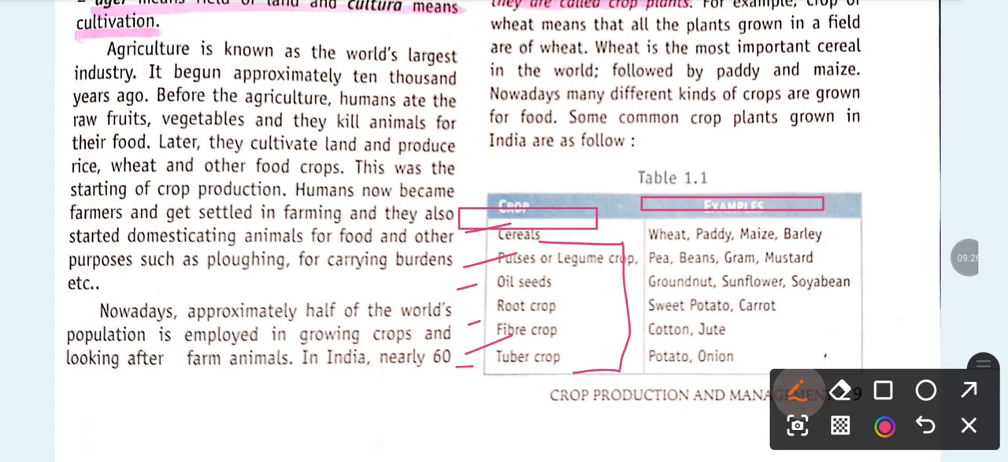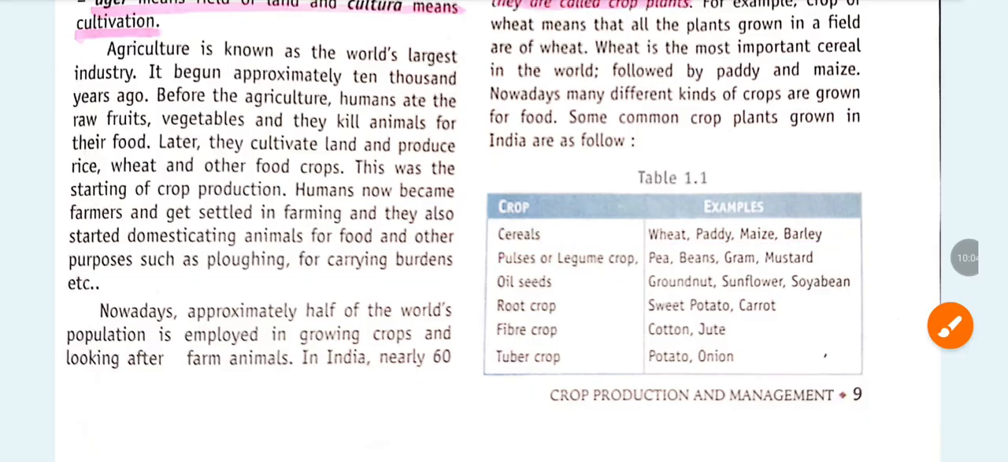Now, if you see, cereals, as we have studied, are wheat, paddy, maize, barley. They are the most common cereals found in the world. Pulses will contain pea, beans, gram, mustard. Oil seeds will contain groundnuts, sunflower. You have seen sunflower oil, or must have eaten it as well, and soybean oil. Root crops will be sweet potato and carrot. Fiber crops will be jute and cotton, because you wear cotton clothes mostly in summer. Tuber crops will be potato and onion. These are all different kinds of crops and their examples.